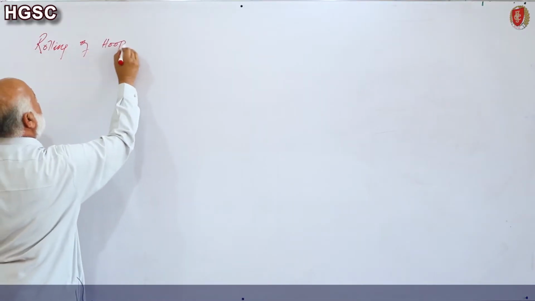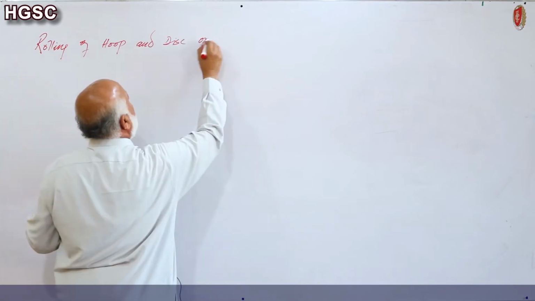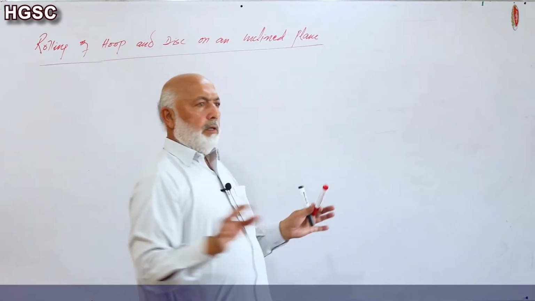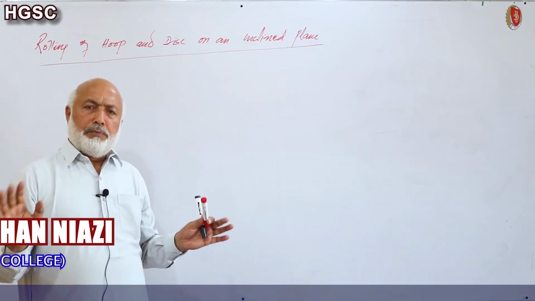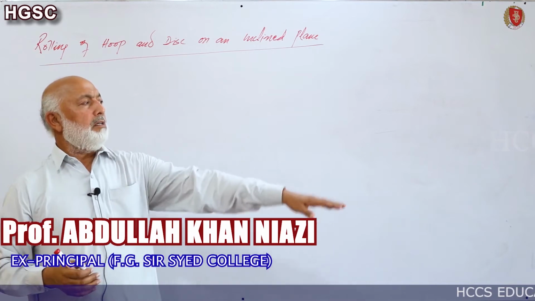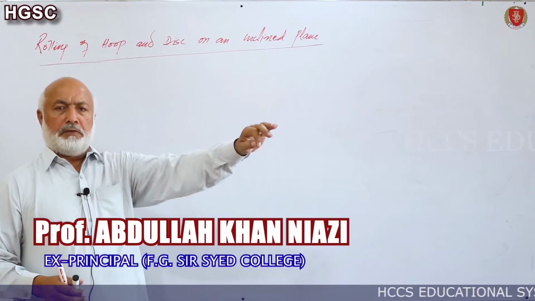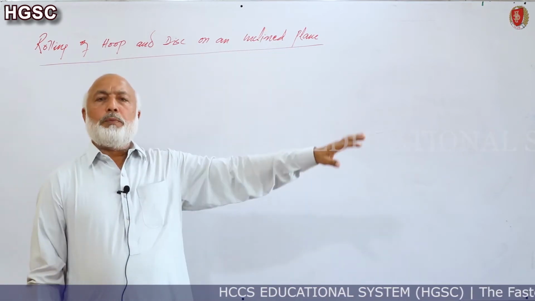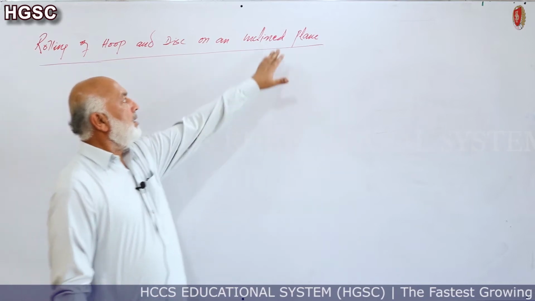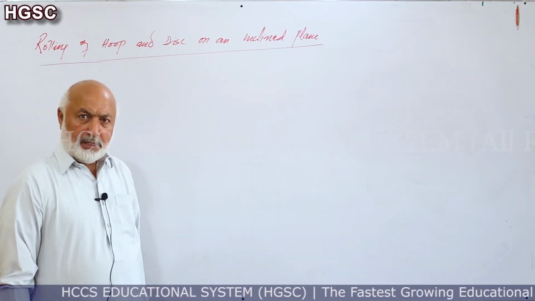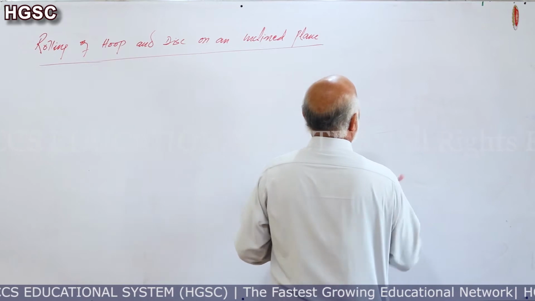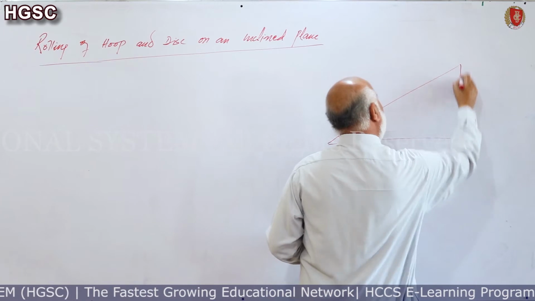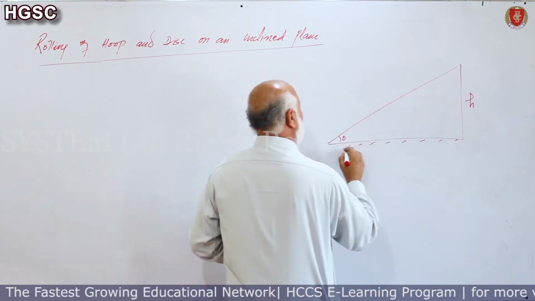Rolling of hoop and disc on an inclined plane. Any smooth surface which makes a certain angle, a certain slope, with the horizontal is called an inclined plane. So first of all, we meet this inclined plane. H is the height, the ground.